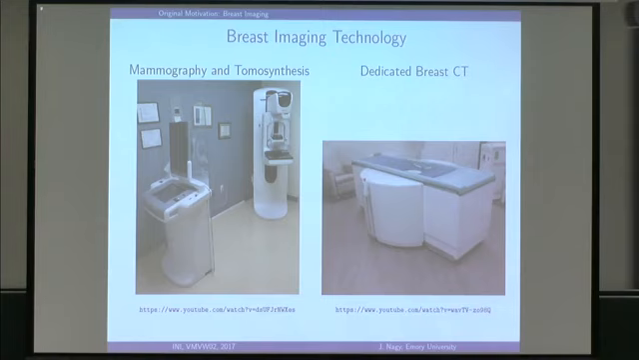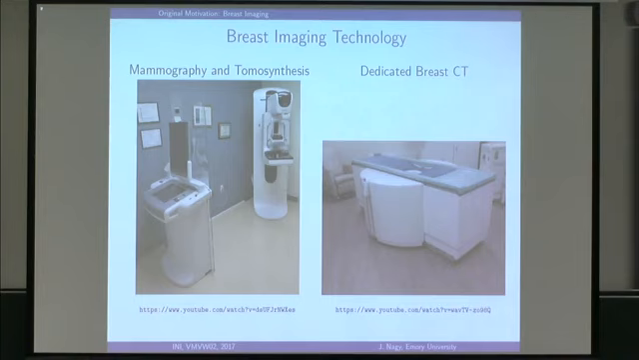In full CT, the patient has to lie down on a bed, and there's a hole in the bed where the breast is laid, and the CT machine is in this round thing down here, and then it circles around. There are, of course, advantages and disadvantages to these different technologies.